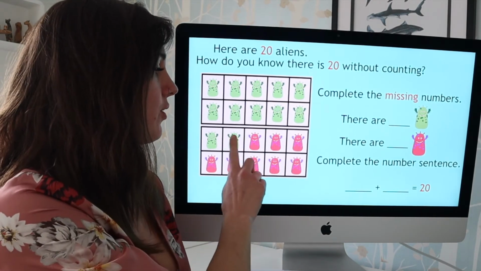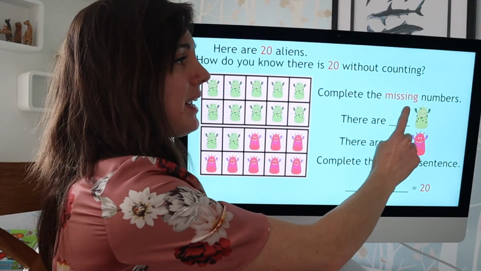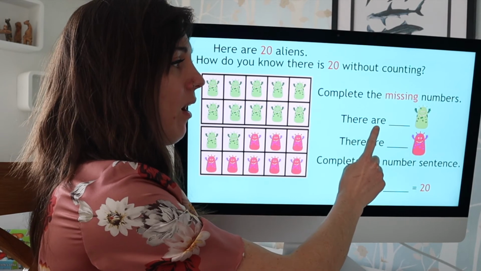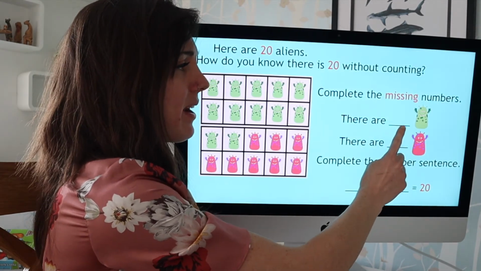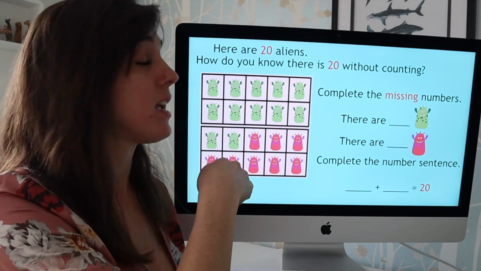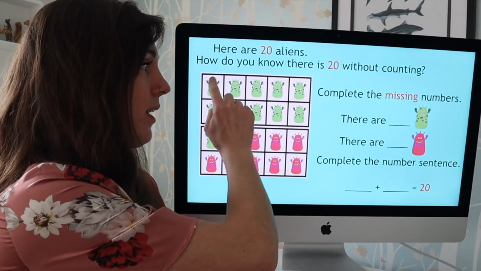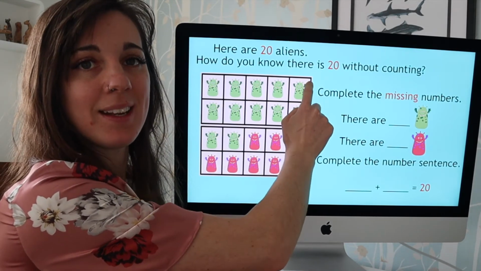And look, there are no gaps in there. 20 aliens. It says complete the missing numbers. There are, how many green aliens? Remember what we said yesterday? We don't need to count them. We know how many green aliens are on this one. Shout it out if you know.